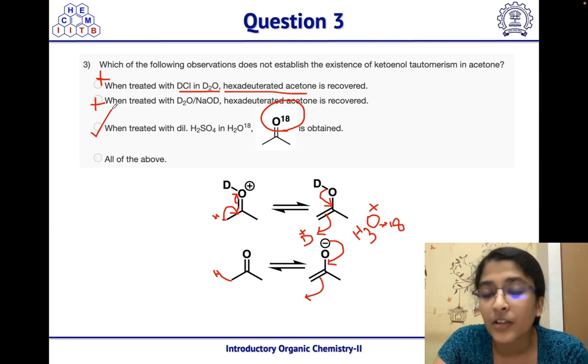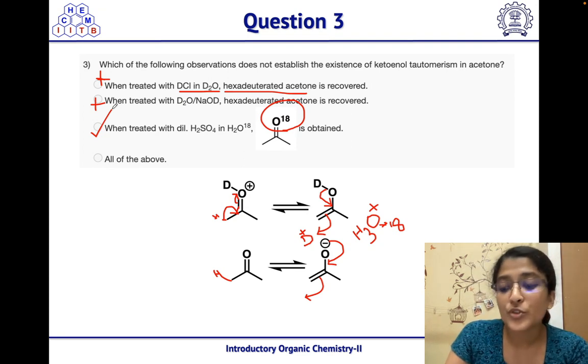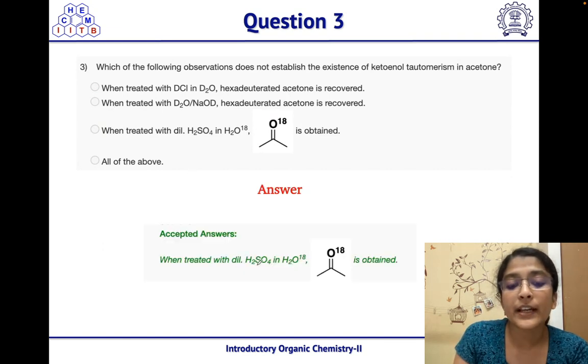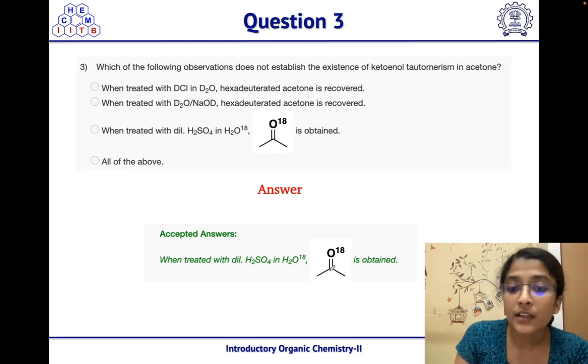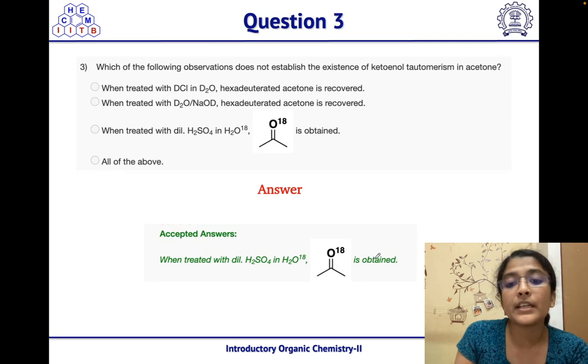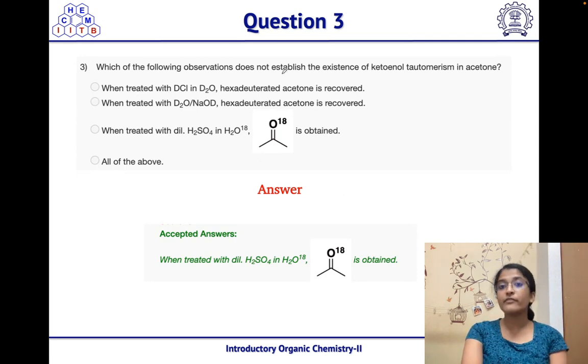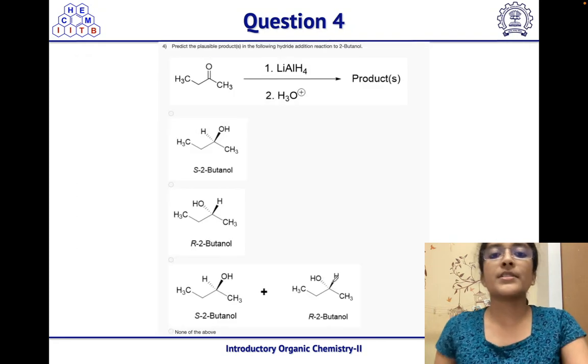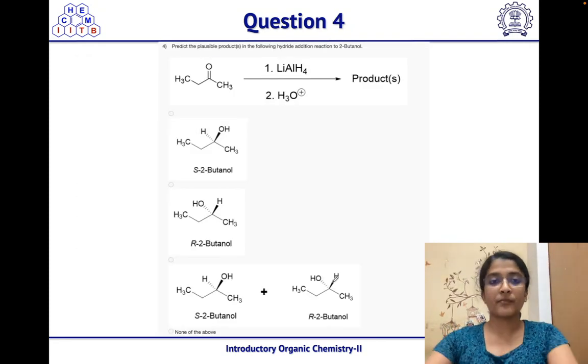Yes, ma'am. Okay. Now we will move to the fourth question. So this is the right option: when treated with dilute H2SO4 in H2O18, the 18-oxygen substituted acetone is obtained will be the correct option for this question. We will not obtain this O18 substituted acetone. So this is the fourth question.